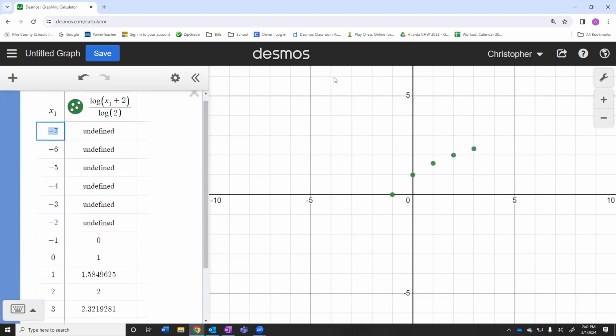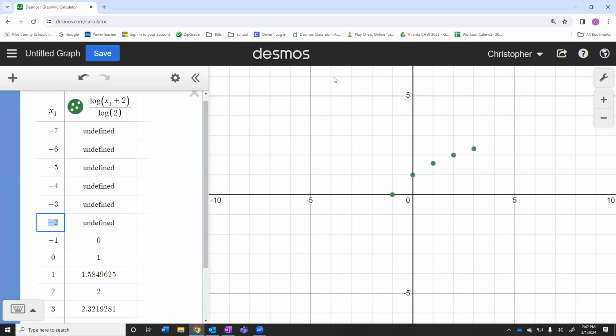And notice a bunch of them say undefined. Or error. Your calculator probably says error. And why does that happen? That happens because the number inside the parentheses has to be a positive number. And if I plug -7 in, -7 plus 2, that's a negative number. That's undefined. That is that domain idea, like, hey, if we plug a number in, it has to work. Well, if I plug numbers like -7, -6, -5, those don't work. So they're not part of the domain.